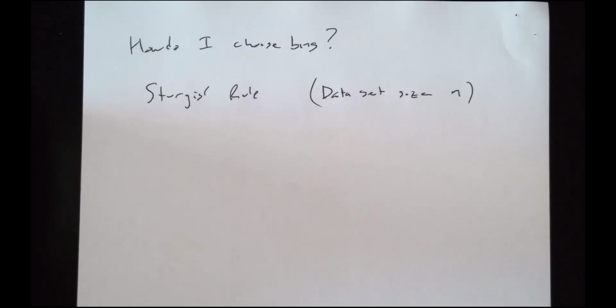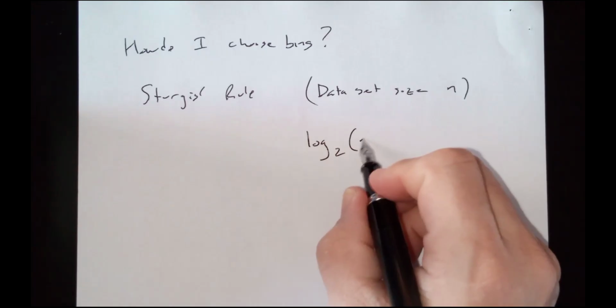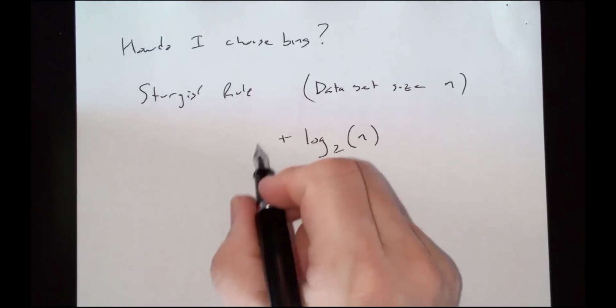To undo an exponential, to get that power out, I'm using a logarithm. So Sturges said, what I really want to do is figure out what power of 2 I should be using. That is a logarithm in powers of 2. Oh, and we should round that up. So let's take that and add 1 to it.